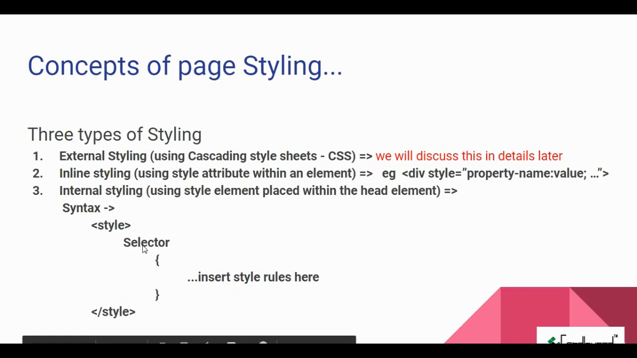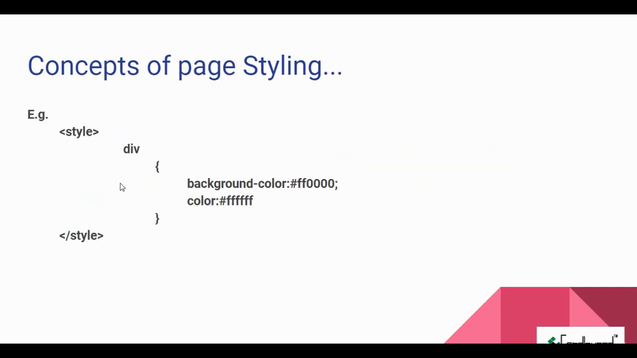This selector is a way of actually targeting a particular element in your page. We'll talk about that later, but let's look at this example here. This example is an example of how we can use internal styling to style our page. So here we have a style element, and within it we have a selector, and this selector is just saying that I want to style all the divs on this page, and I want to give them all this style here. I want to give them a background color of this, and a color of this. Now color is the property that defines the color of the text content of an element.